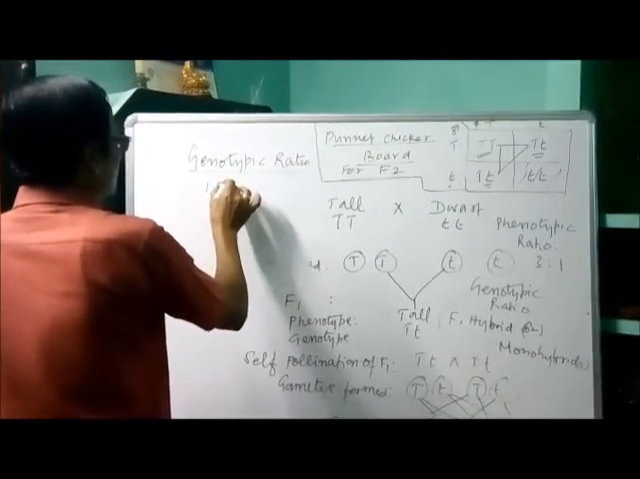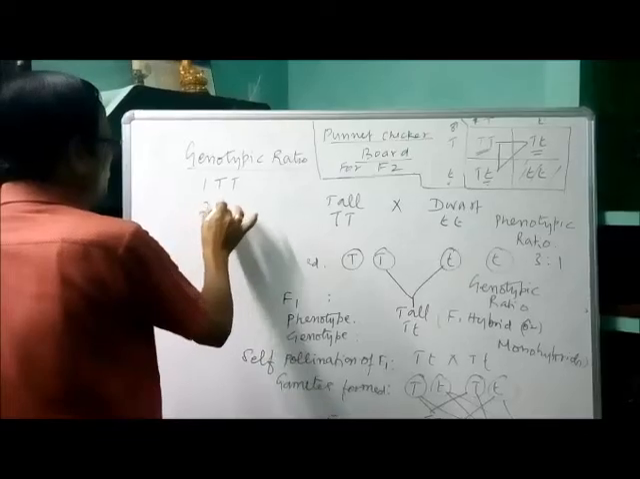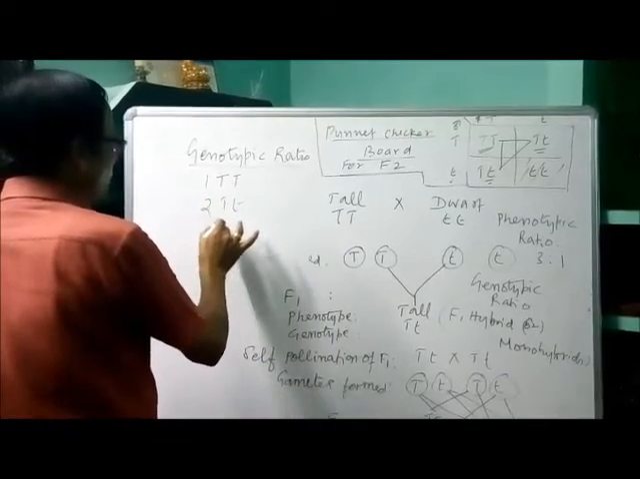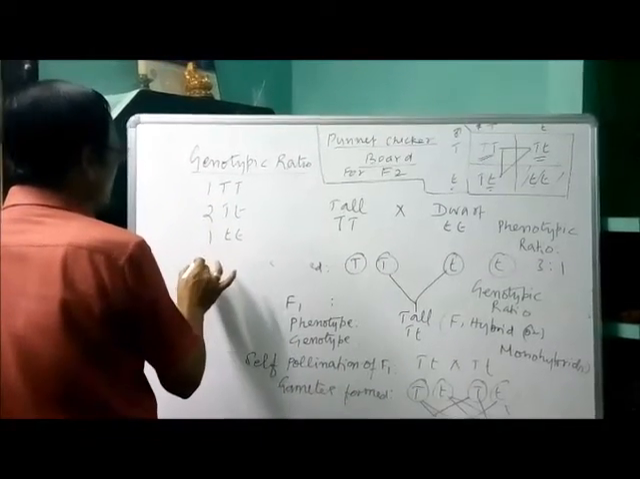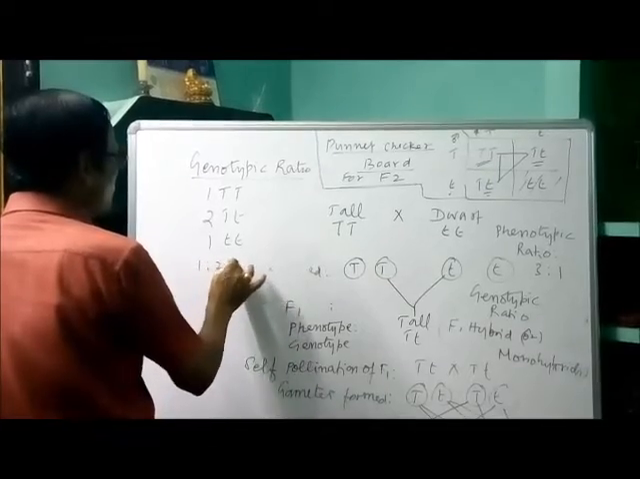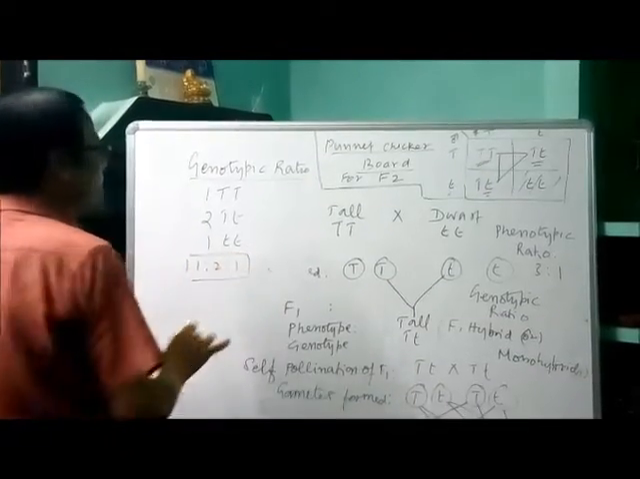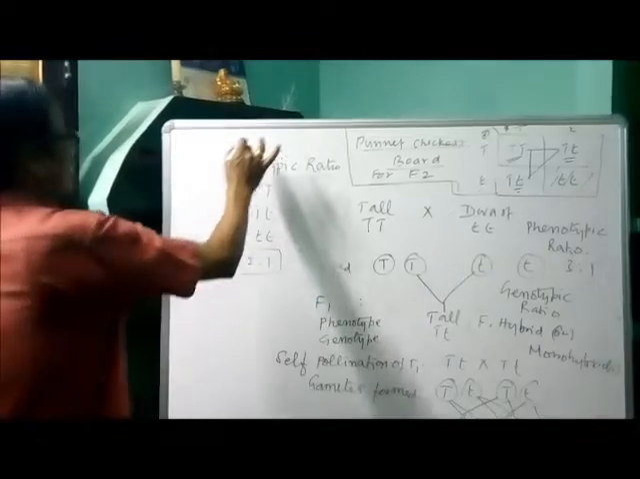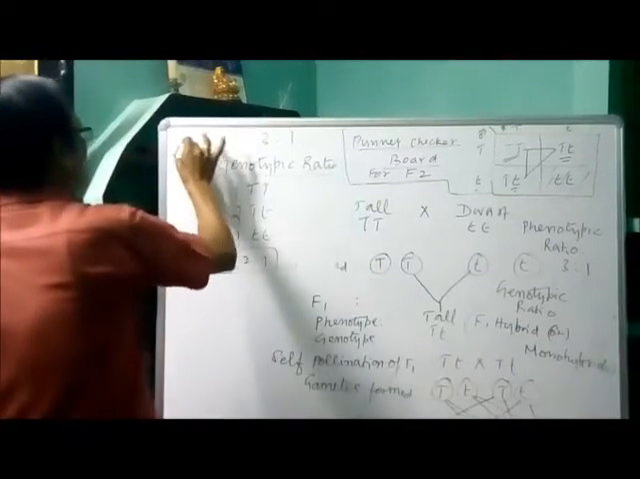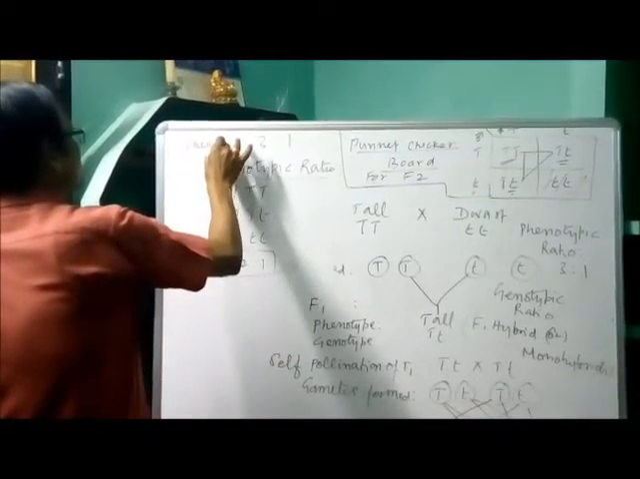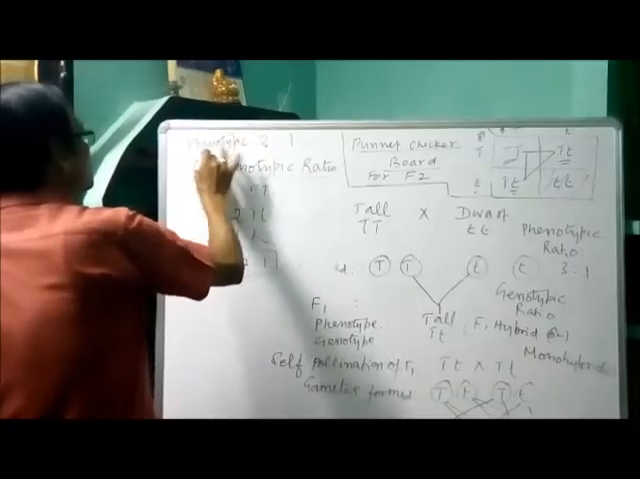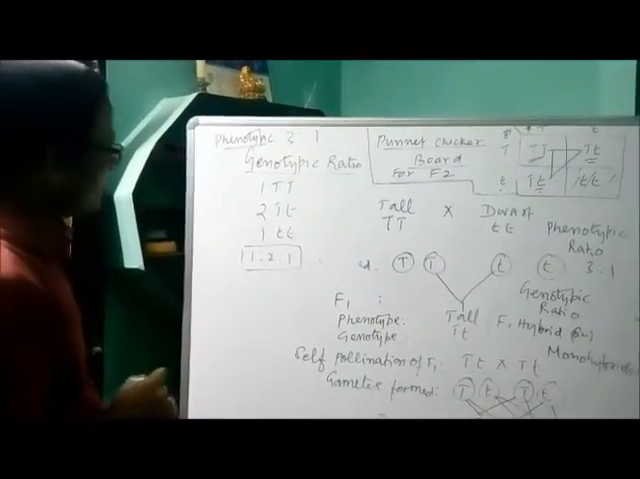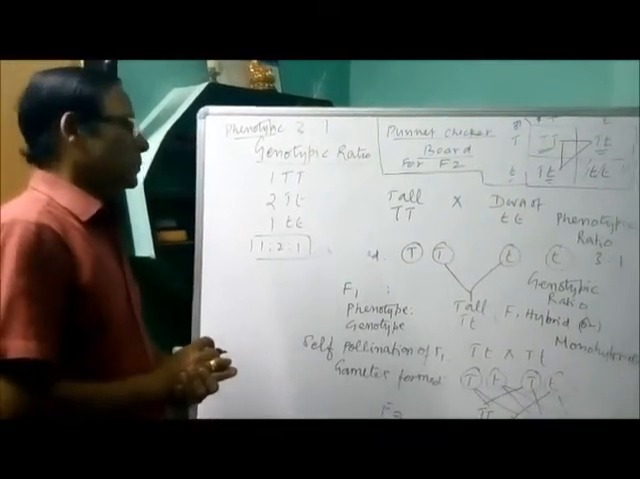So one homozygous tall, two heterozygous tall, one homozygous recessive. So we are getting what is called 1:2:1. This is what is called the genotypic ratio, and the phenotypic ratio is 3:1. So these were the results obtained in monohybrid cross, just normally demonstrated by Mendel.